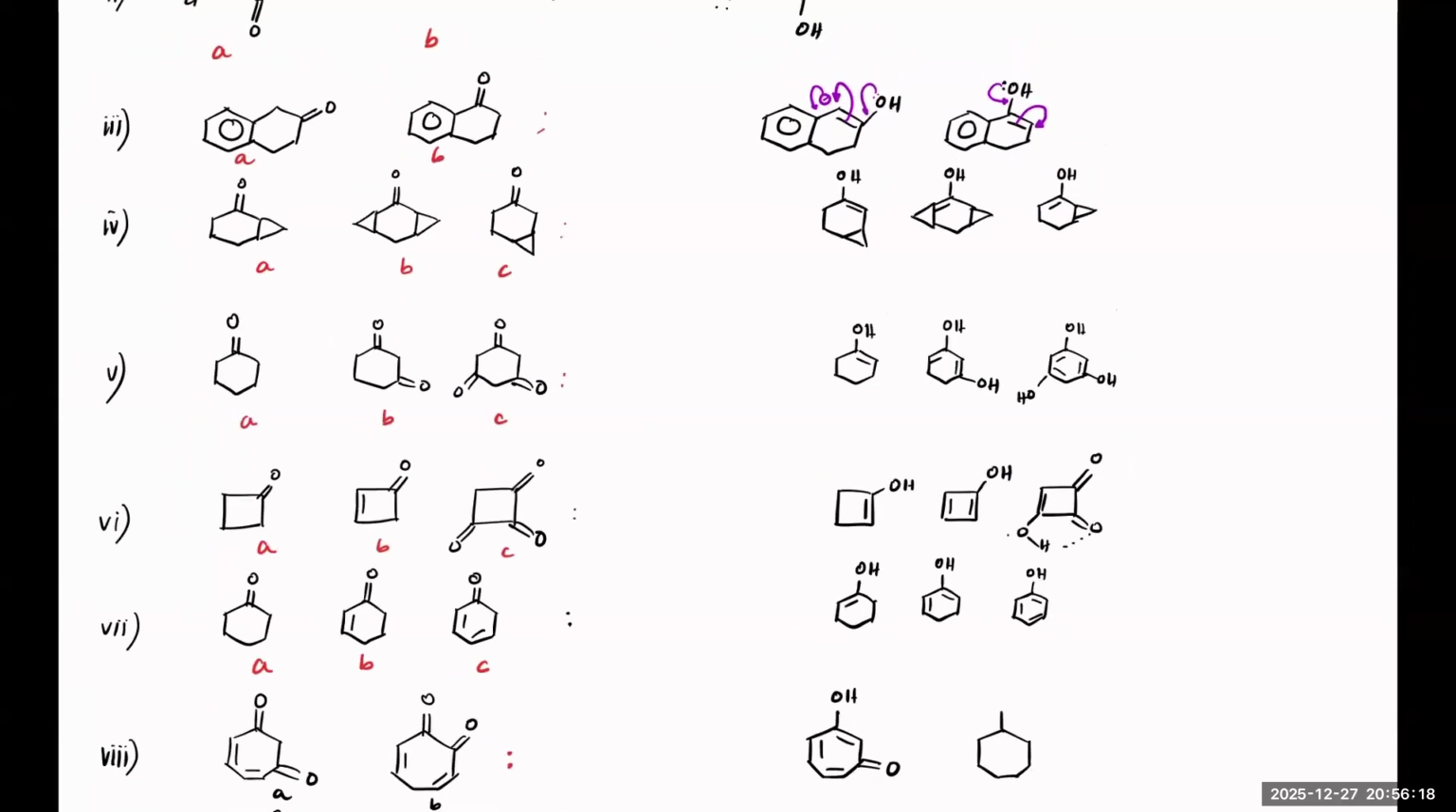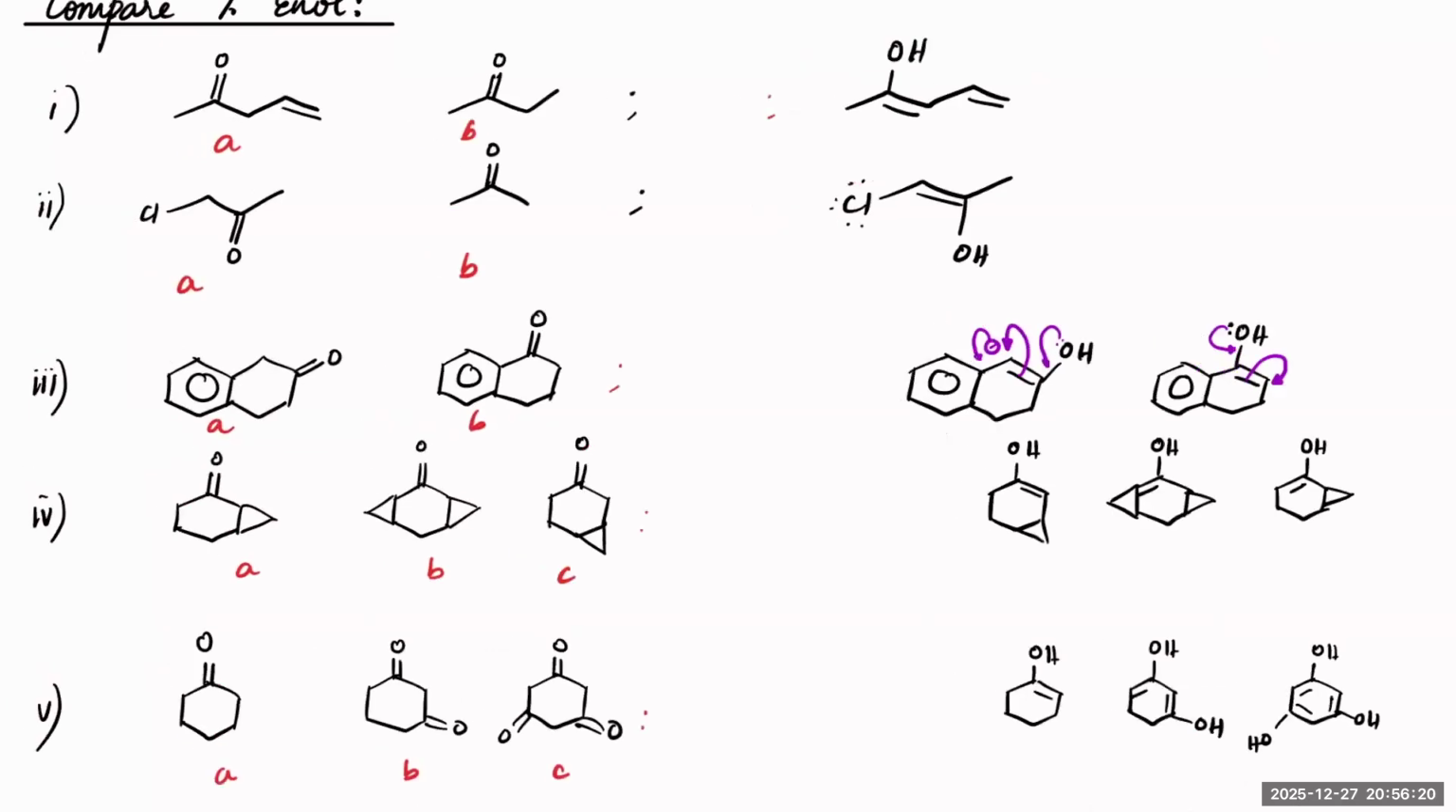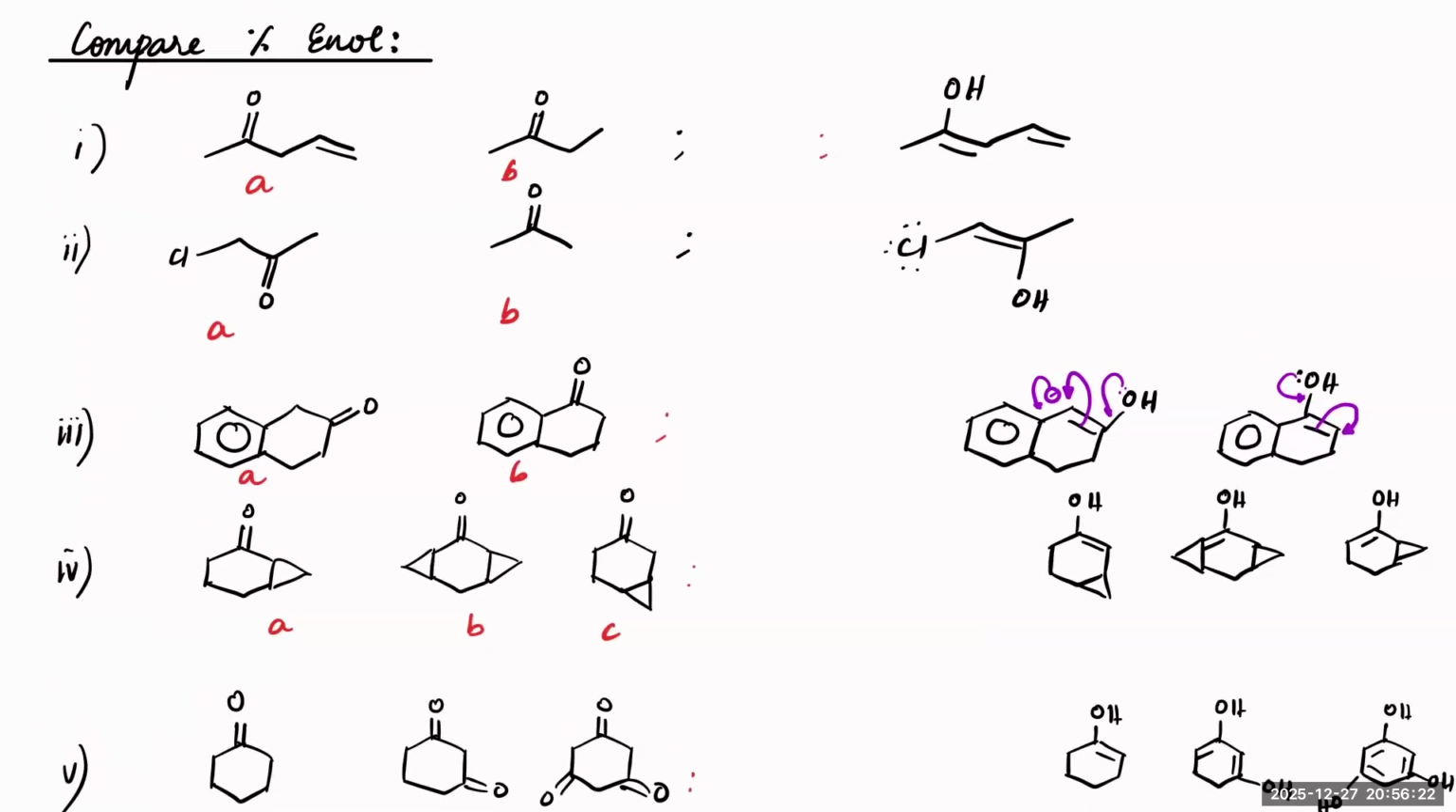Now this is something which I ask you to try as well. Let's quickly do this. First case, A versus B. See, in the case of A, this is the enol what you will get. In the case of B, you will get an enol like this. Have you noticed in the case of A, we have an extended conjugation. That's why A will show better enolization than B. Second, same logic in the case of chlorine, you have an extended conjugation here. So again, A is better than B.